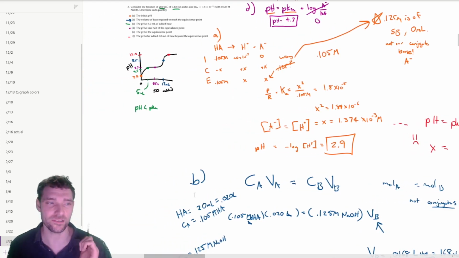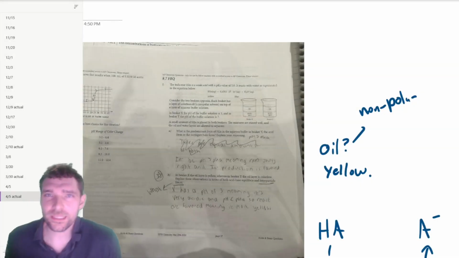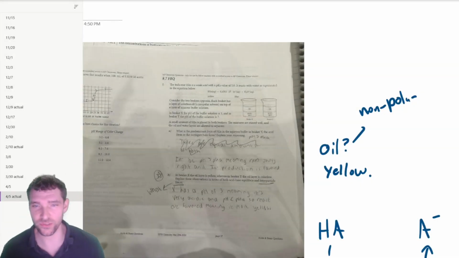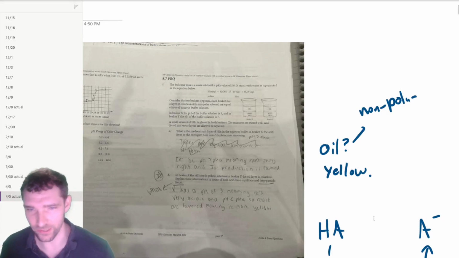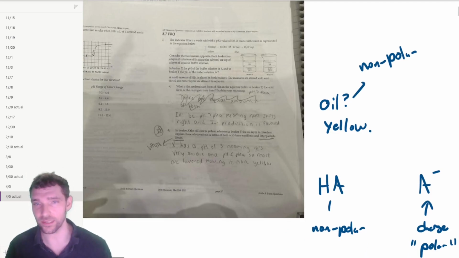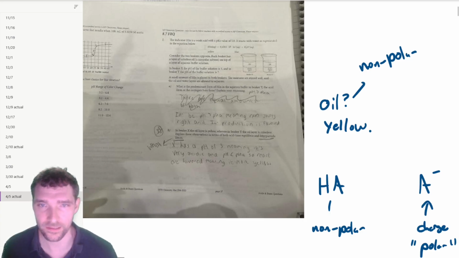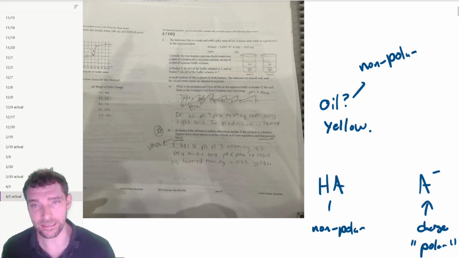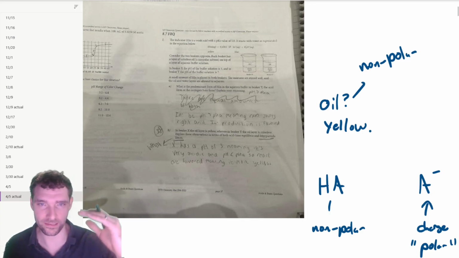Let me show you what is much more likely. I've been getting some problems from my tutoring students. Some of them are a little blurry, so I apologize for this one being hard to read. Basically, this problem describes a yellow indicator that turns blue when it's its conjugate base. So it's an acid. And then there's some oil on top and some solutions.